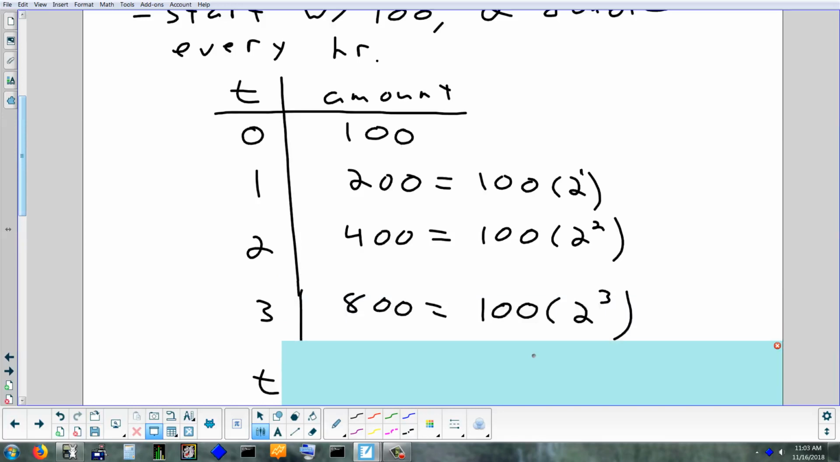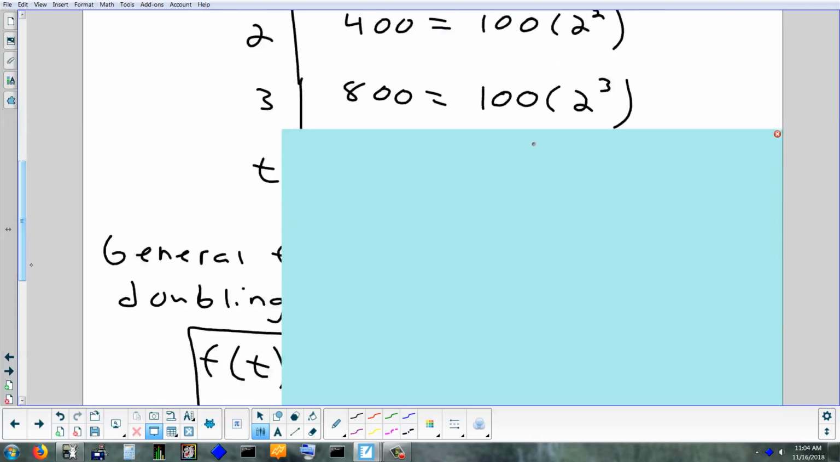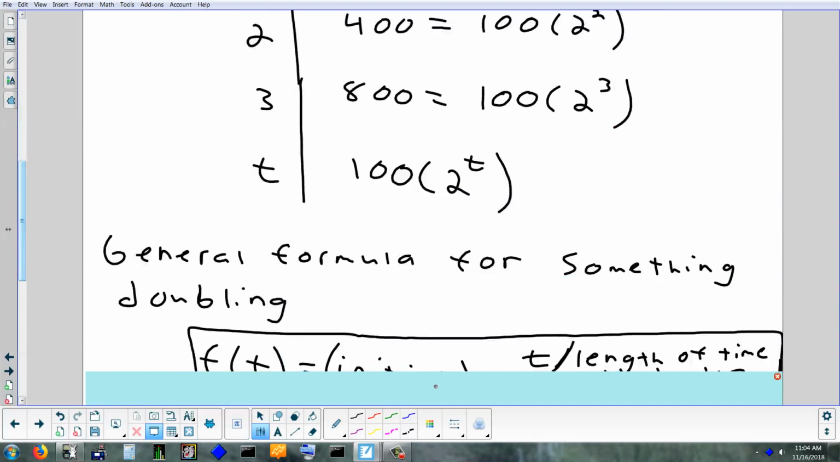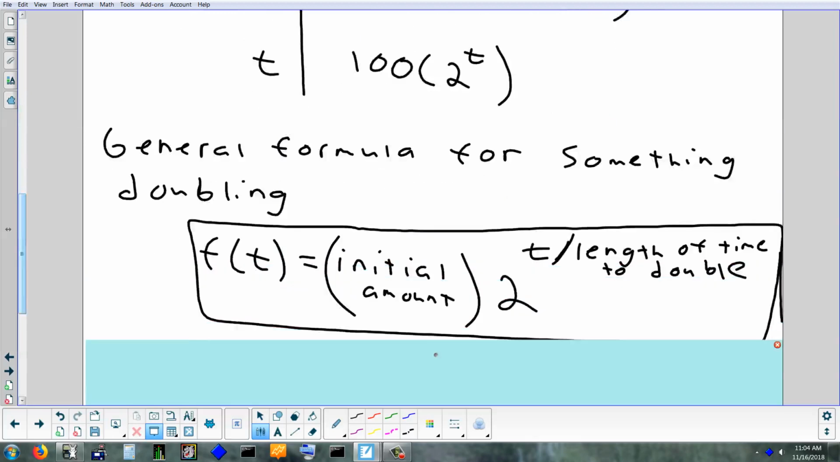Madison, do you notice a pattern at all? The exponent is the same as the number of hours, and it's multiplied by the original amount. So it's the original amount times 2 to the t. There's your formula for something doubling. The original amount times 2 to the t.